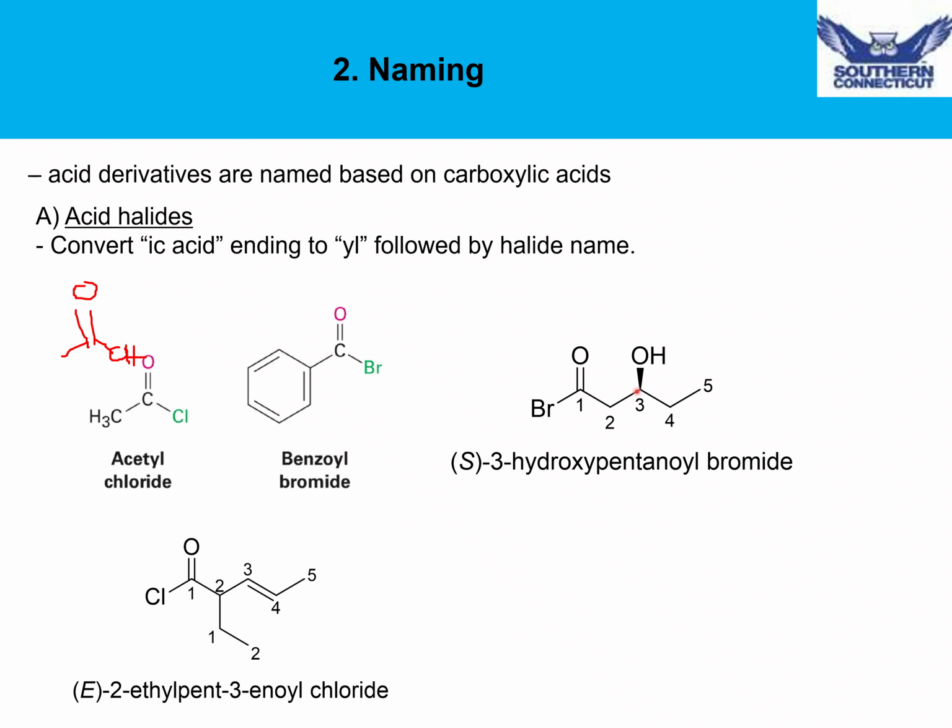We also have a substituent on carbon 3, a hydroxy substituent. So that is added in front of the name: 3-hydroxypentanoyl bromide. And then lastly, the stereochemistry is S around carbon 3.